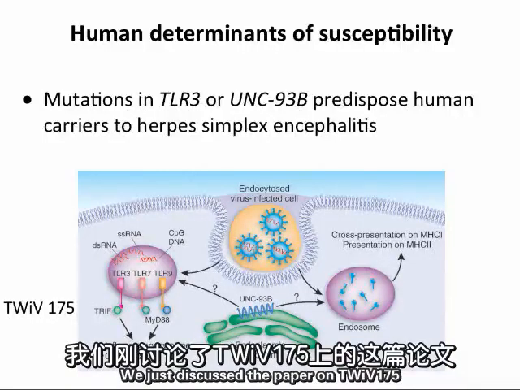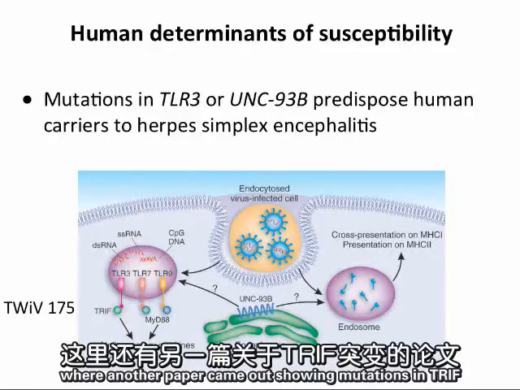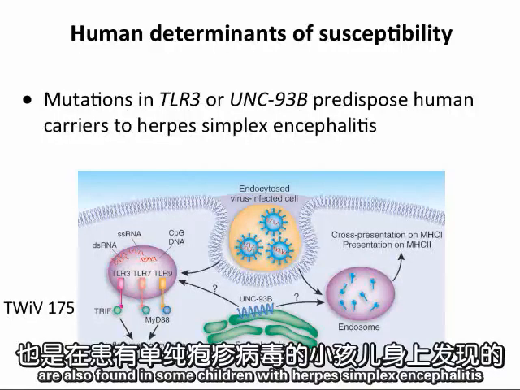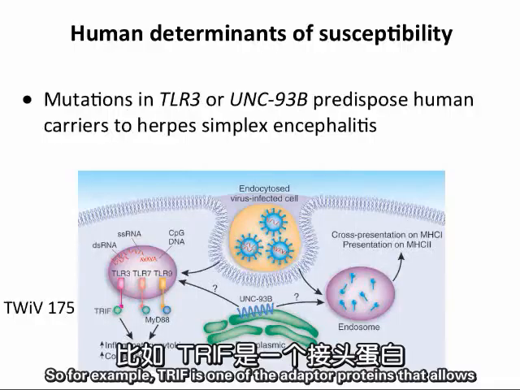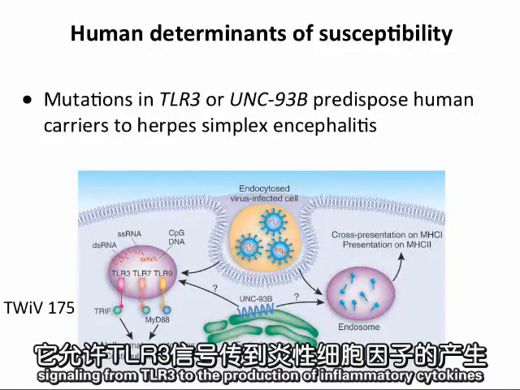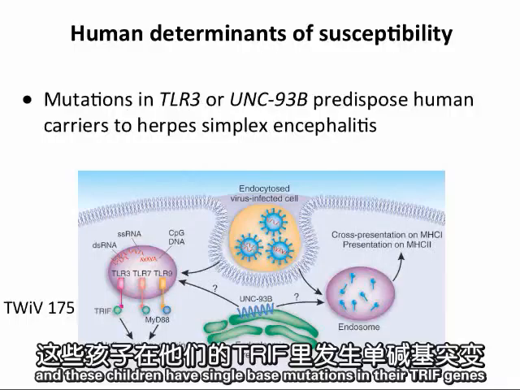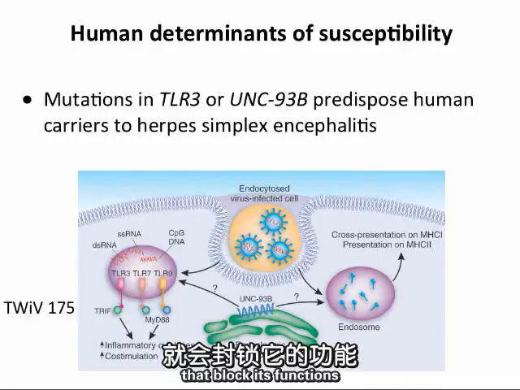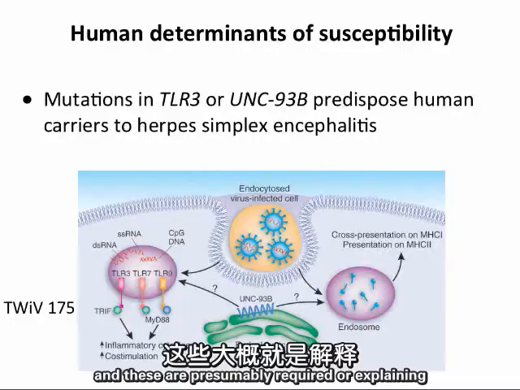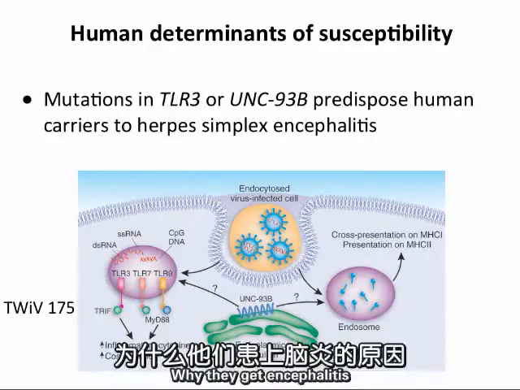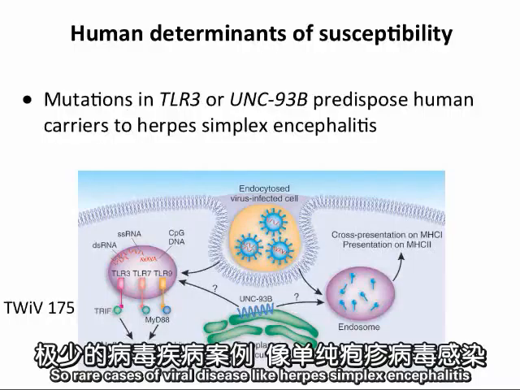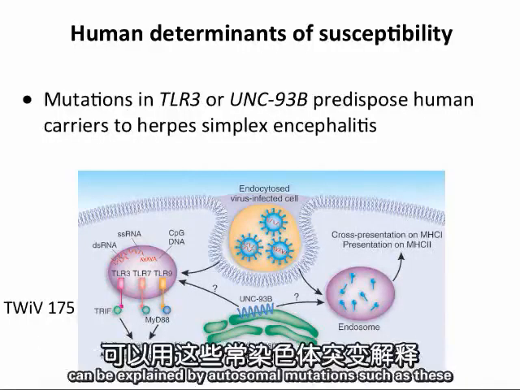Now, we just discussed a paper on TWIV 175, where another paper came out showing mutations in TRIF are also found in some children with herpes simplex encephalitis. So for example, TRIF is one of the adapter proteins that allows signaling from TLR3 to the production of inflammatory cytokines. And these children have single base mutations in their TRIF genes that block its function. And these are presumably required for explaining why they get encephalitis. So rare cases of viral disease like herpes simplex encephalitis can be explained by autosomal mutations such as these.